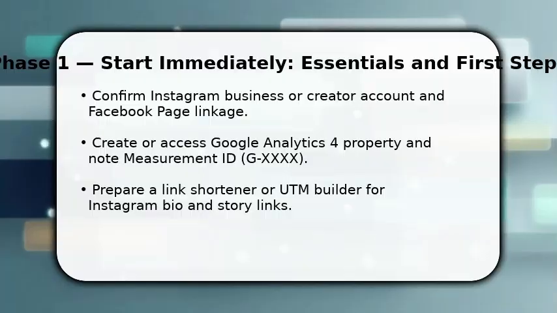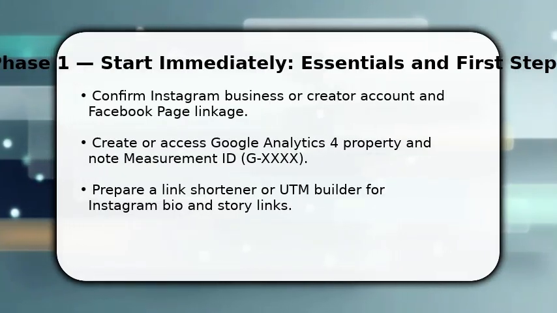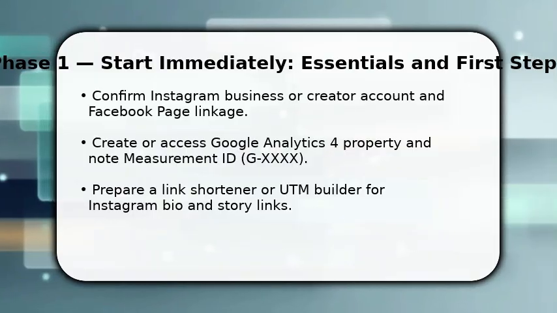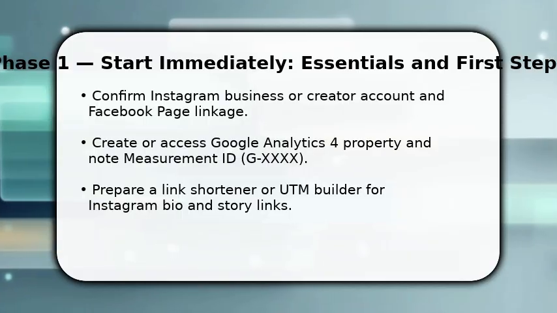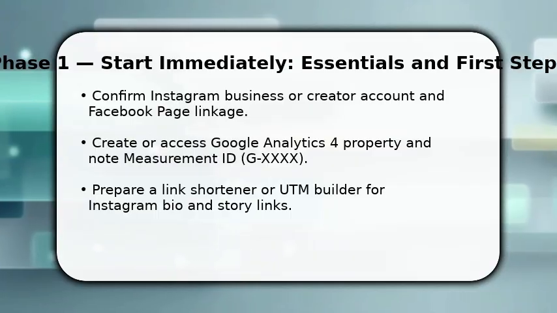Enjoy the video. You already set prerequisites: a business Instagram, a linked Facebook page, and a GA4 property. Now start by grabbing your GA4 measurement ID. Once you have GXXXX, open the Instagram account settings and verify the linked Facebook page. This enables Meta tools. Next, decide where to place tracked links: bio, link sticker, or ads, and prepare UTM parameters.